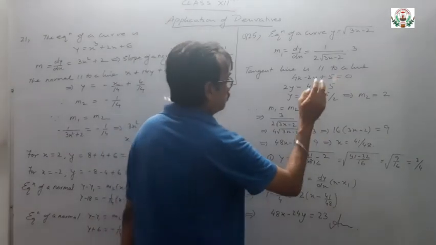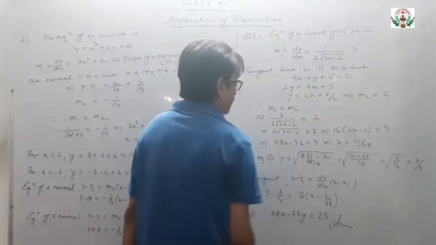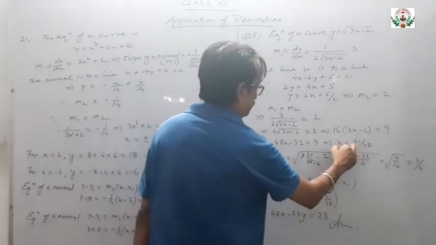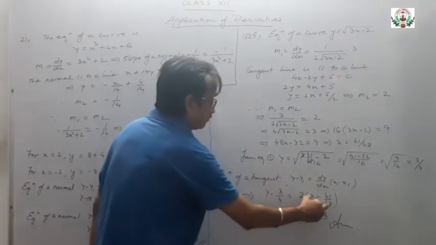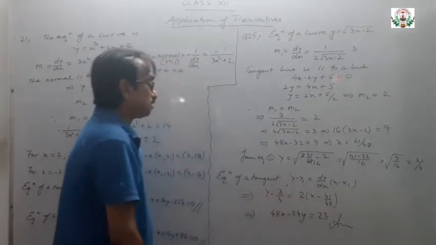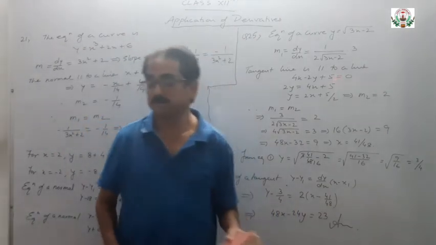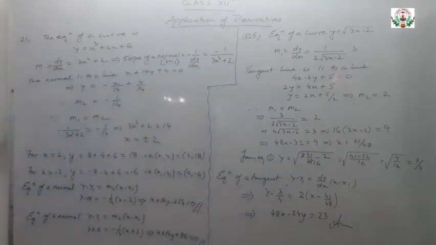Gradient is 2, and x minus x1 we got as 41 by 48. So after simplifying this equation, we get 48x minus 24y equals 23. And it is an important question.